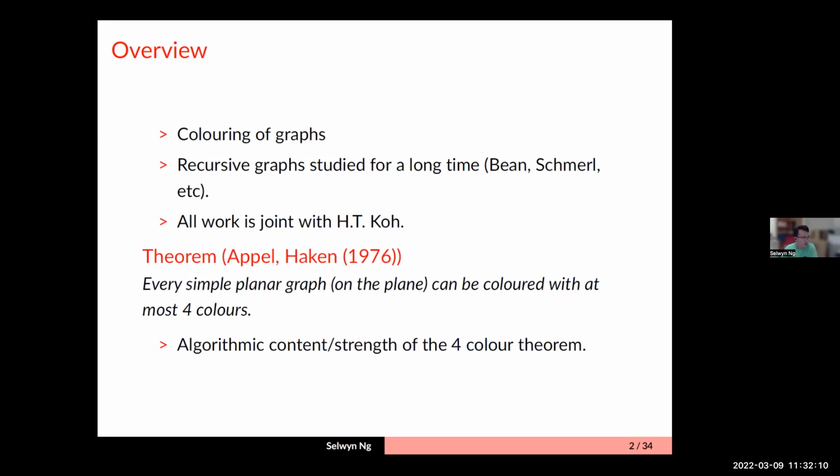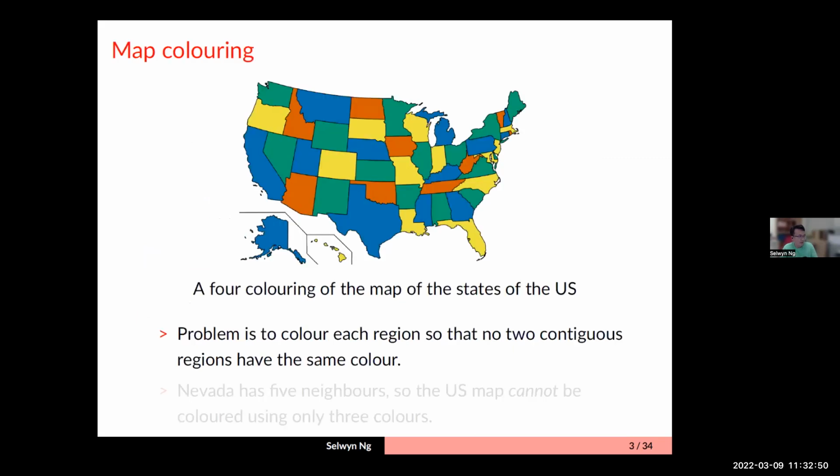The story starts from the following well-known theorem, the four-color theorem by Appel and Haken in 1976, where they showed that every simple planar graph on the plane can be colored with at most four colors. And so what we're going to be doing is examining the effectiveness of this theorem. I was quite surprised when I was looking around for stuff relating to coloring of graphs that, as far as I know, and I asked quite a few people, this hasn't been studied before. So that's an interesting thing.